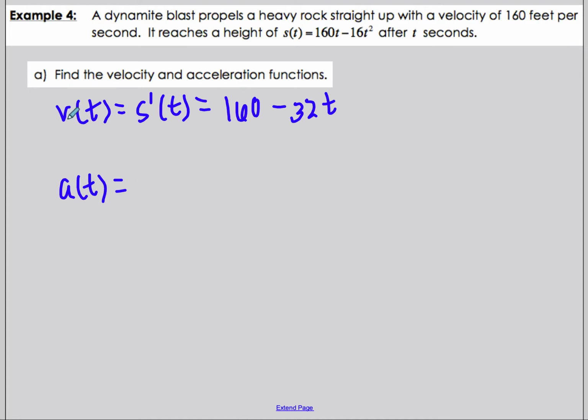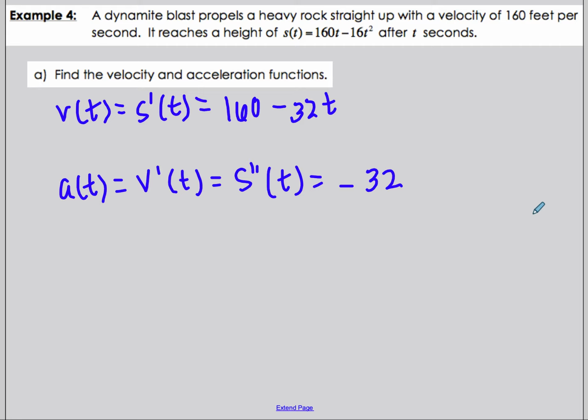Okay, so it is taking the derivative of my velocity, or you guys can say it's the second derivative of your original. So the way I do that is I take the derivative of this, which gives me negative 32. Okay, so that is how you find your velocity and acceleration.